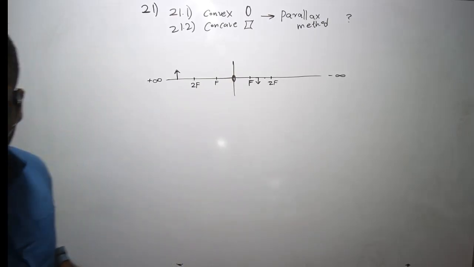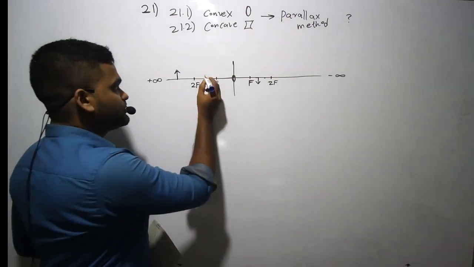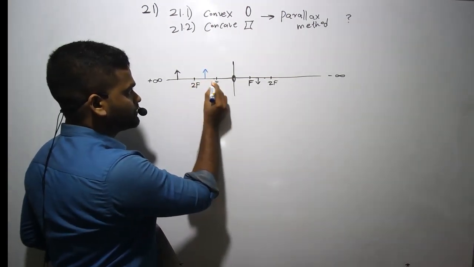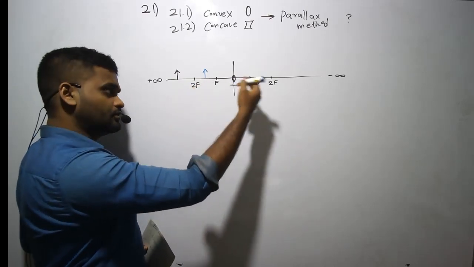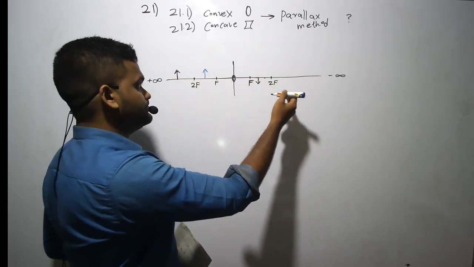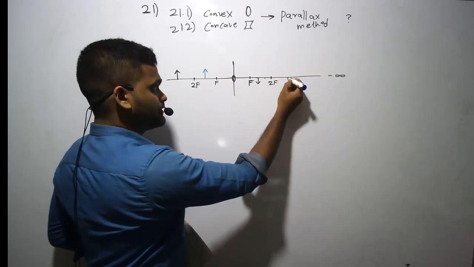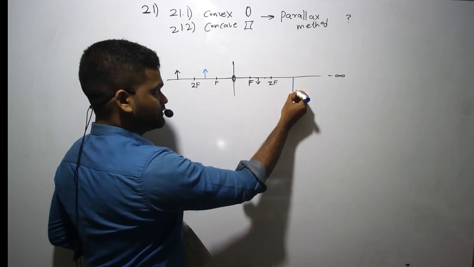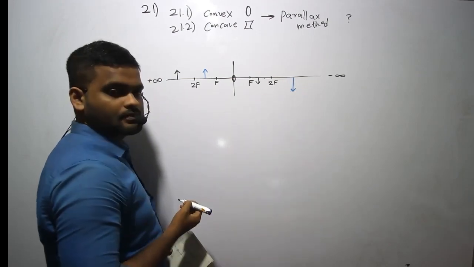Then let's say you place the object between F and 2F. Then the image of that is also inverted and it is formed beyond 2F. And it is a larger image, like this. Larger image. Okay.